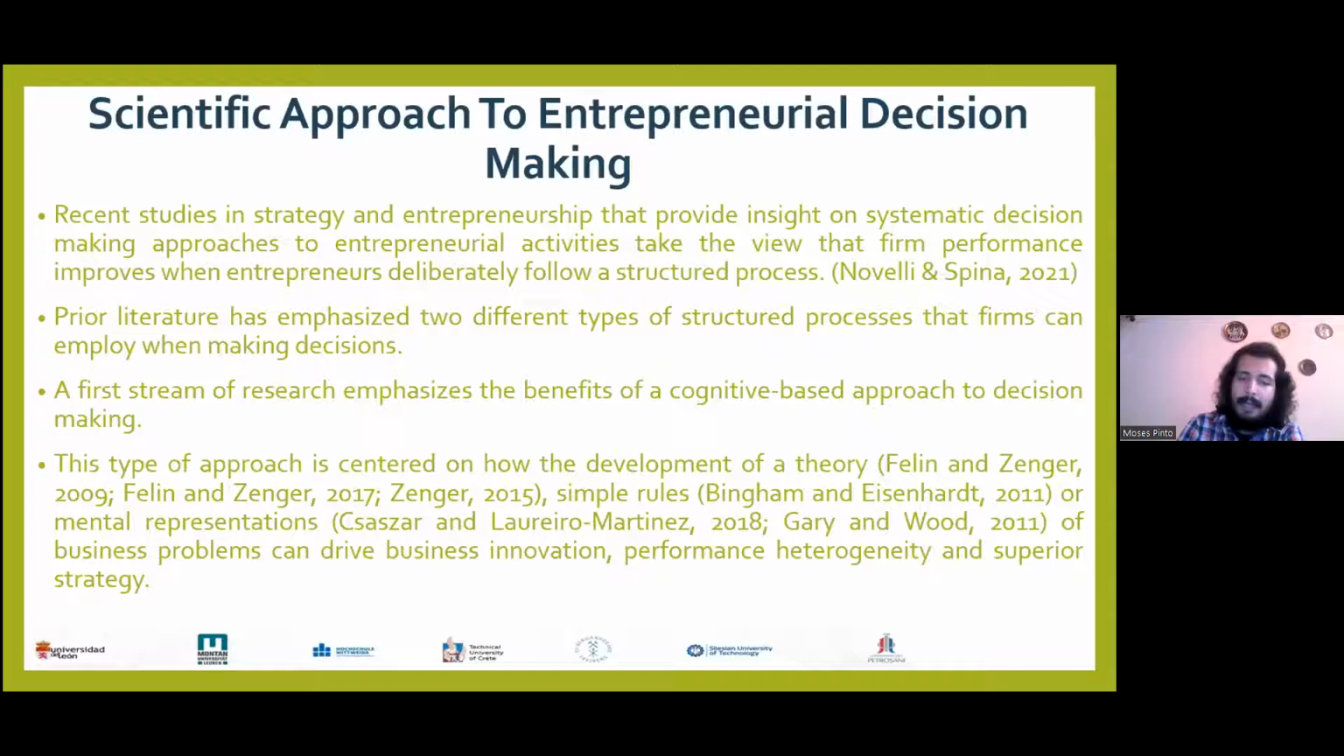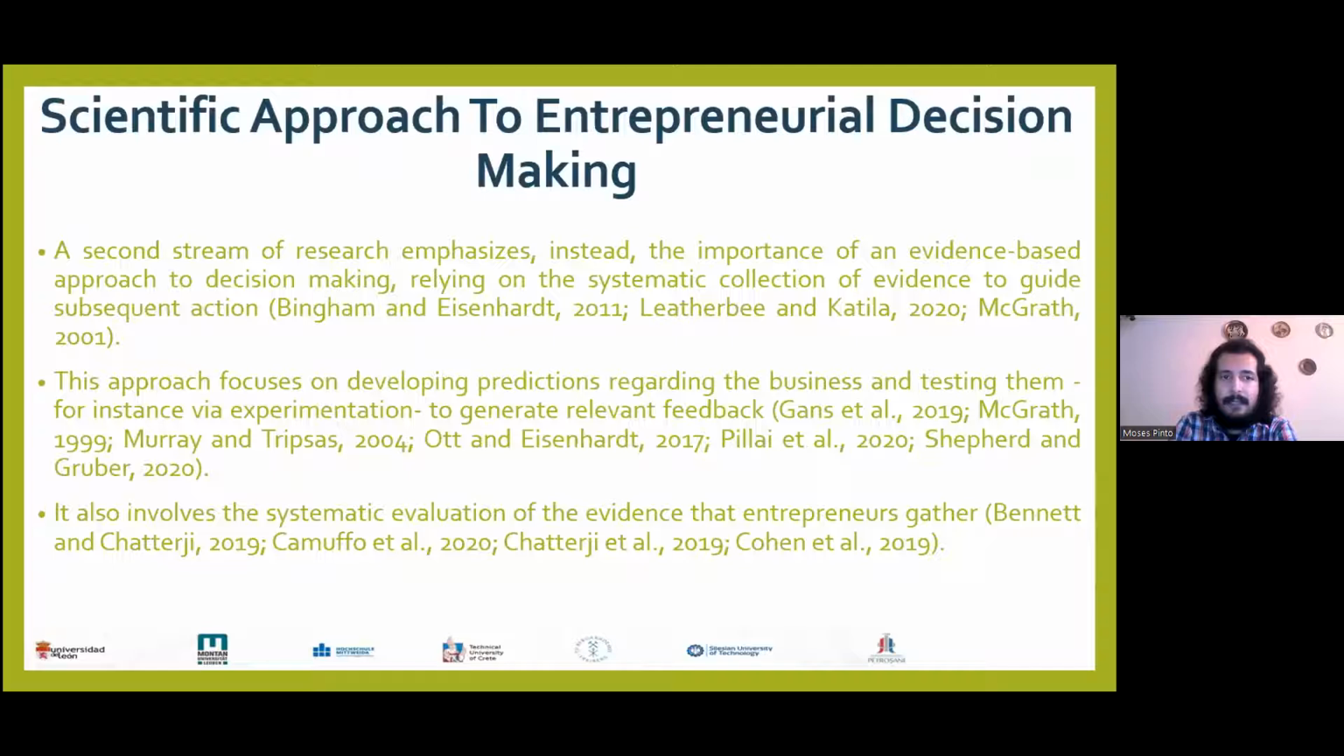And the next stream to this scientific approach is a second stream of research that emphasizes instead the importance of an evidence-based approach to decision-making, relying on systematic collection of evidence to guide subsequent action. Now, this approach focuses on developing predictions regarding the business and testing them, for instance, via experimentation in order to generate relevant feedback. Now, the crucial thing to do here is experimentation. And it also involves the systematic evaluation of the evidence that entrepreneurs gather. So you have two streams. One is the cognitive based, that is the first stream, and the second one is the evidence-based stream.